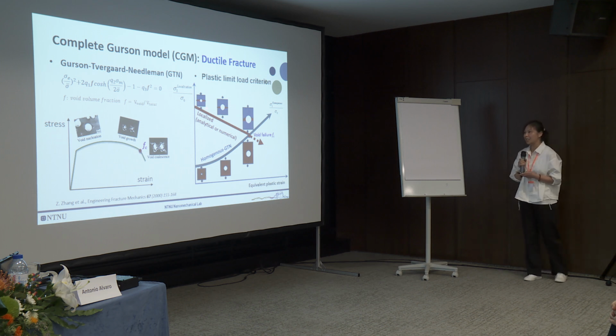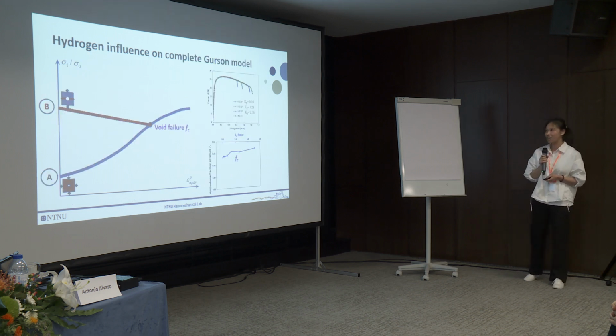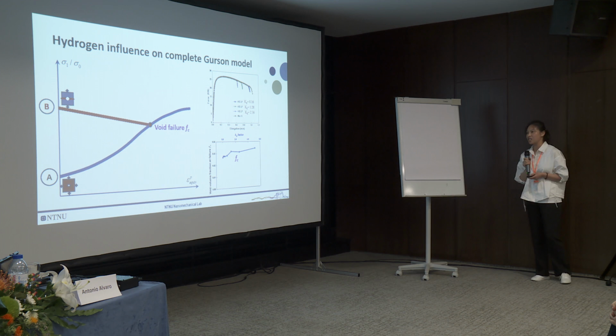This complete model, including the homogeneous deformation of the void and the localized criterion for void coalescence, is regarded as the complete Gurson model, CGM. And then let's see how hydrogen will influence the complete Gurson model.